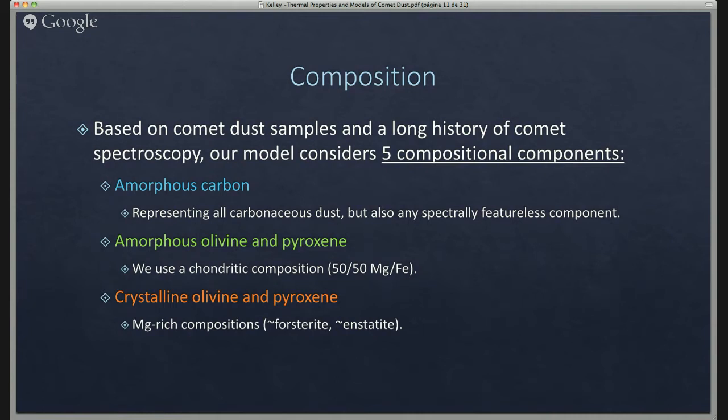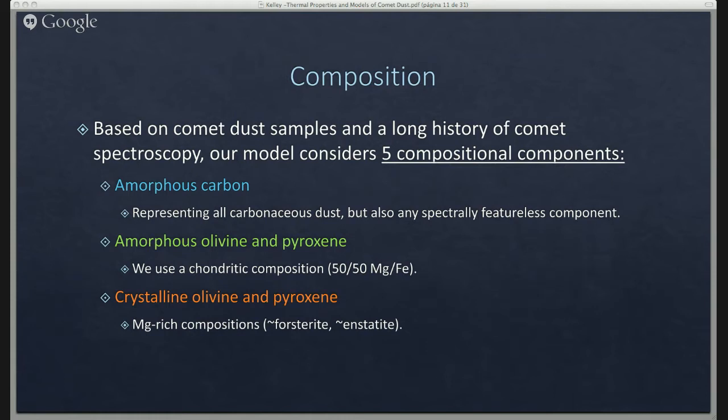Then 2 more, number 2 and number 3, are amorphous olivine and pyroxene. Amorphous just means it's not in a crystalline state, it's in some kind of disordered or glassy state, no long-range order in these grains. We use what we call a chondritic composition, so say roughly 50-50 magnesium-iron content in these silicates. Then we have crystalline olivine and pyroxene, and comets tend to have magnesium-rich compositions, not exclusively, but overwhelmingly they are magnesium-rich.